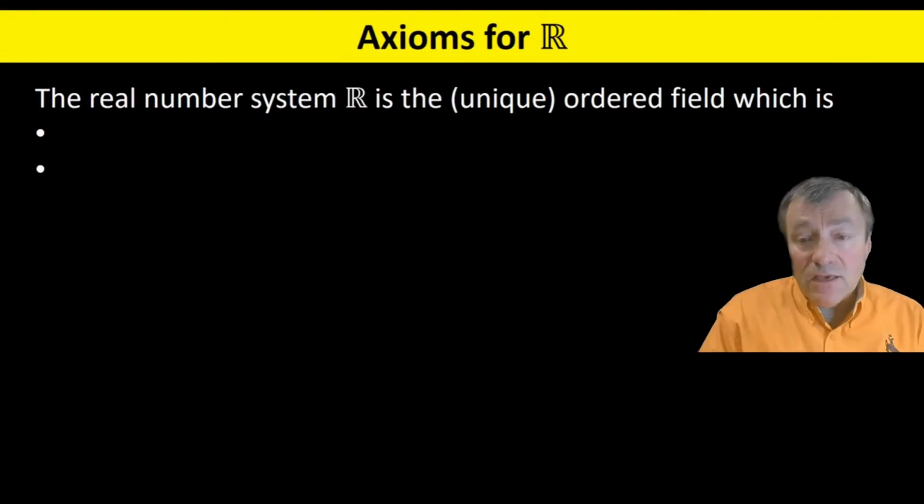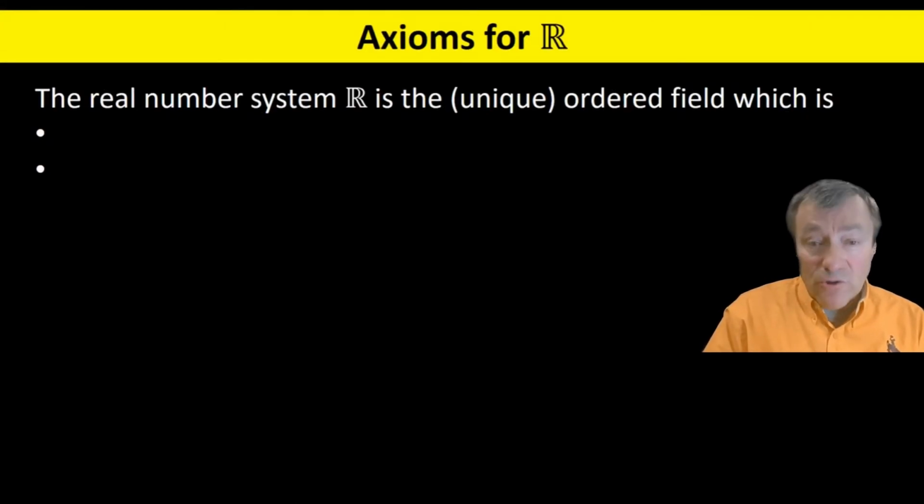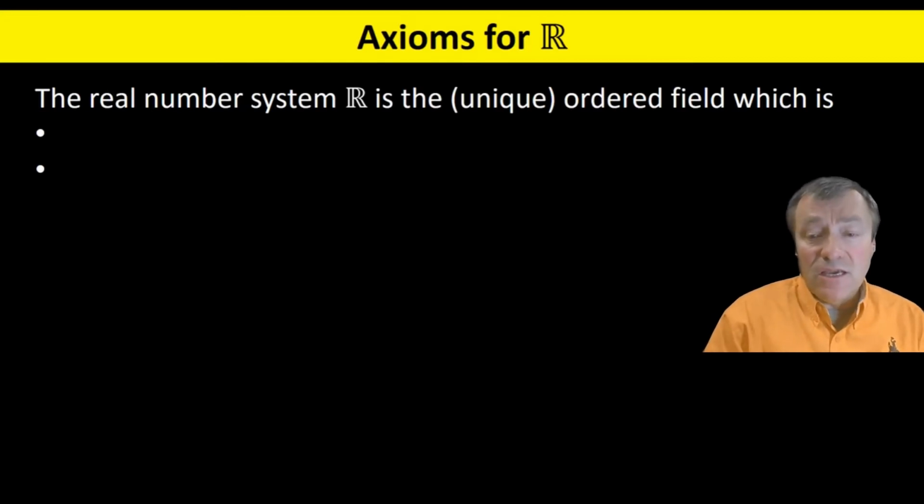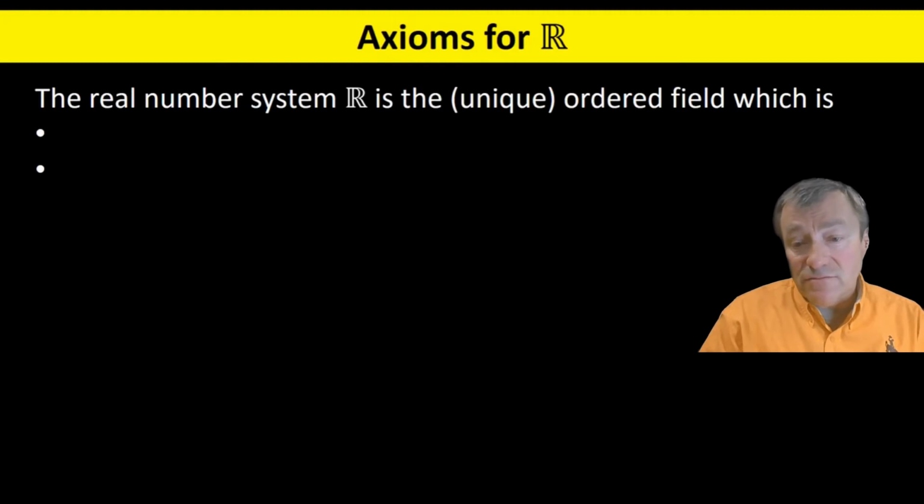So in addition to being a field, the real number system is an ordered field. And we also said what that means in the earlier videos. The real numbers are naturally ordered by the less than relation. So we wrote down axioms for ordered fields, and again, that's still not going far enough.